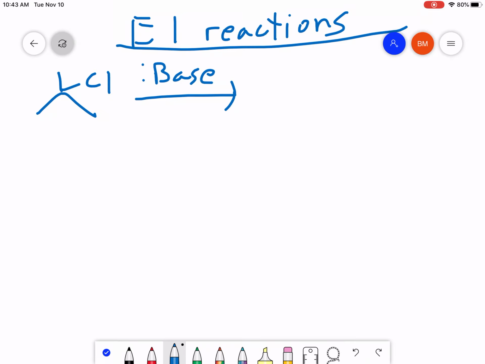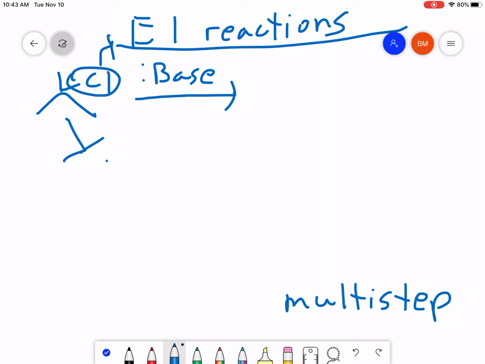You're going to see that there are a lot of similarities between the E1 reactions and the SN1 reactions. The first thing to realize is that E1 reactions are multi-step. Why? Because just like with SN1 reactions, they always go through formation of a carbocation. So the first step is exactly the same. The leaving group is going to leave and produce a carbocation. Then the base is going to come in and target a beta hydrogen.